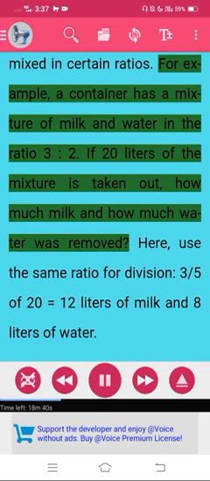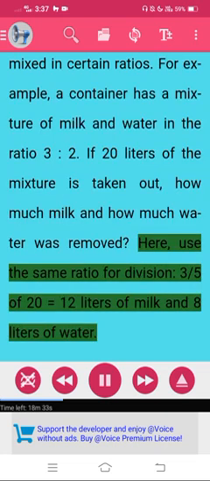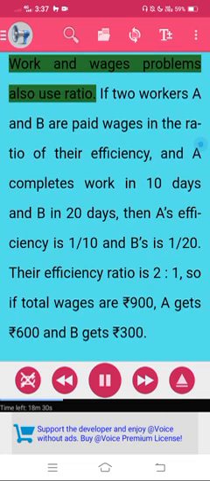If 20 liters of the mixture is taken out, how much milk and how much water was removed? Here, use the same ratio for division. 3/5 of 20 equals 12 liters of milk and 8 liters of water. Work and wages problems also use ratio.